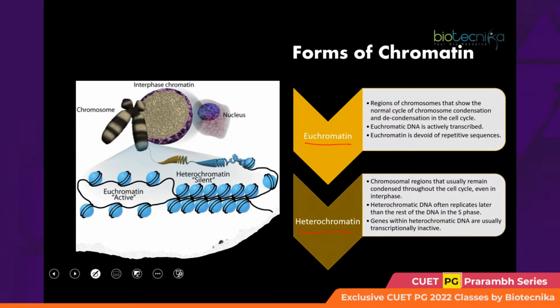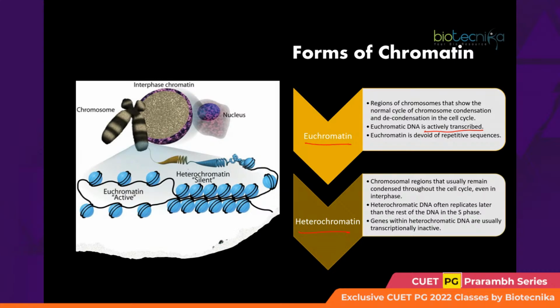This eukaryotic DNA contains the genes which are actively transcribed. And euchromatin is devoid of repetitive sequence. So if you see here, you can have a good comparison: euchromatin structure, you see how relaxed it is. The DNA is easily accessible by the transcriptional machinery.